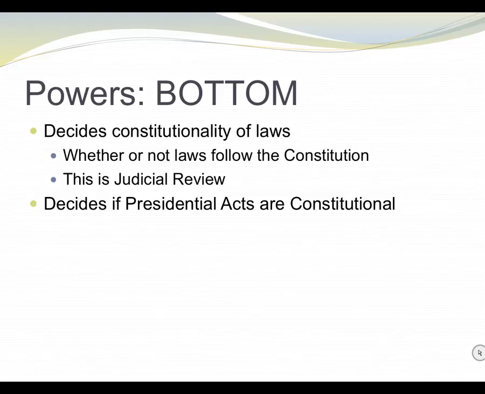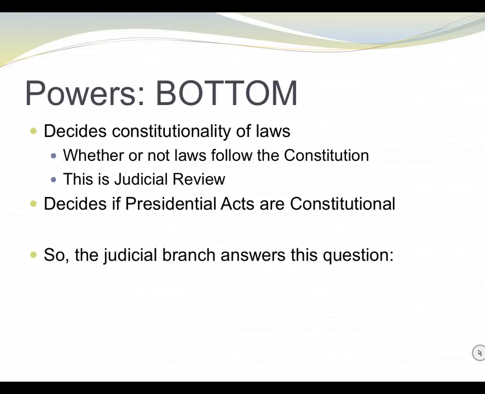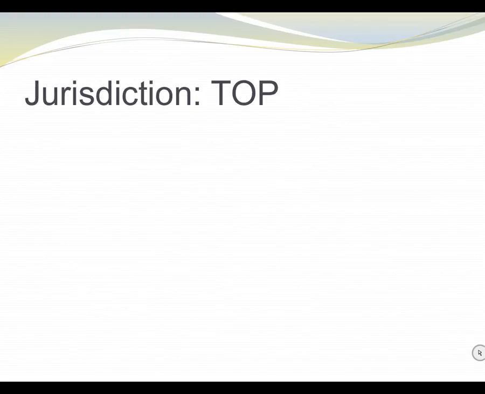The court can also decide if presidential acts are constitutional. If an act is declared unconstitutional, it doesn't necessarily mean the president's broken the law. It just means he's done something that goes against the Constitution. And a good example of this is the punishments that President Bush executed when he was president right after September 11th, 2001. The methods for punishing and questioning and all of that kind of stuff were declared unconstitutional. So they had to stop doing it. So in other words, the judicial branch answers this question: do laws or acts follow the Constitution? And if the answer is no, they become void. In other words, as if they didn't exist.